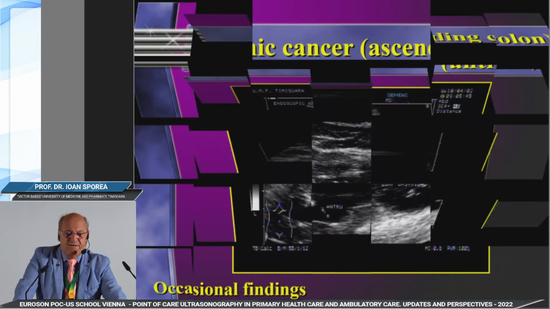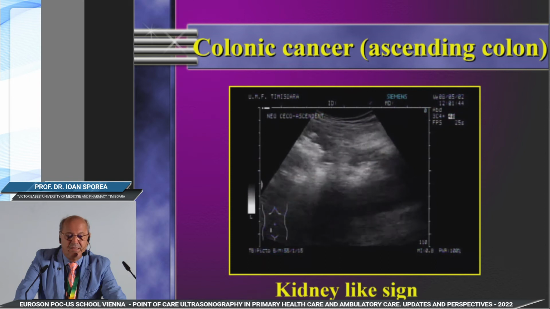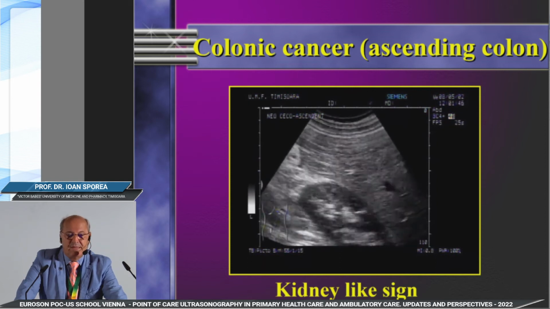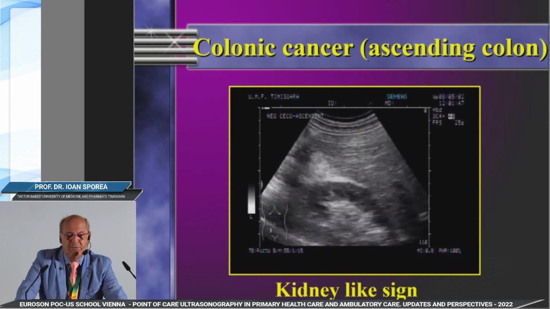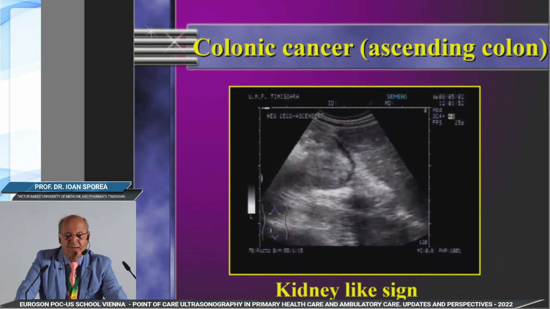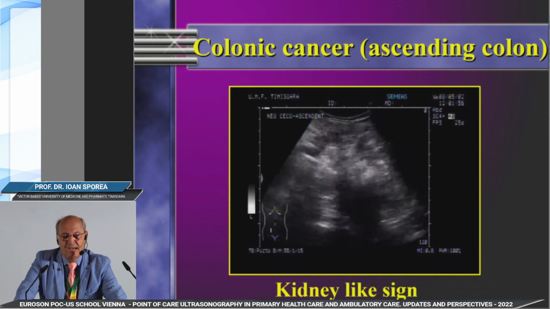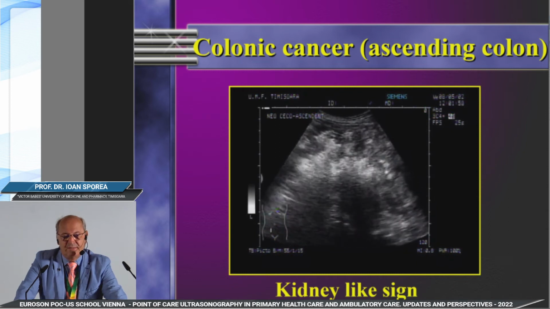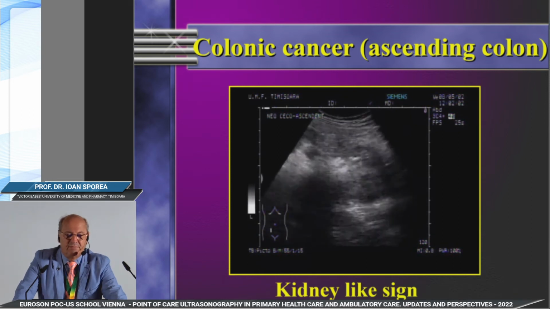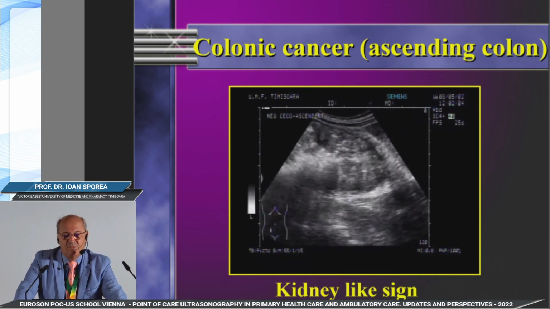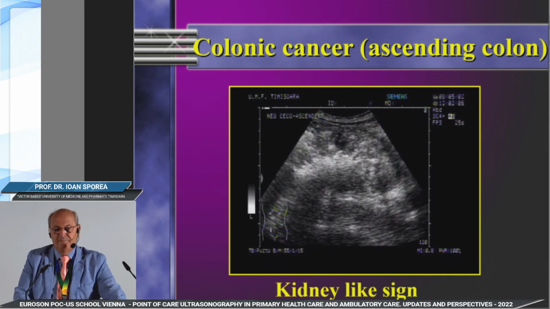Sometimes we can find a cancer in the colon. Here it's the ascending colon. This is the kidney-like sign. Here is the real kidney, and below this we find a mass with air inside. This is a target sign, or a kidney-like sign, and this was confirmed to be a cancer in the ascending colon.